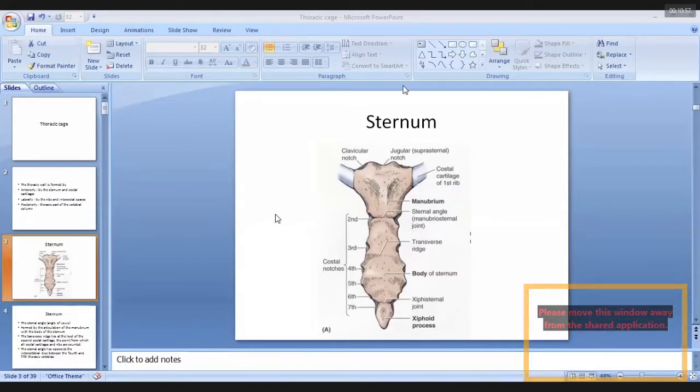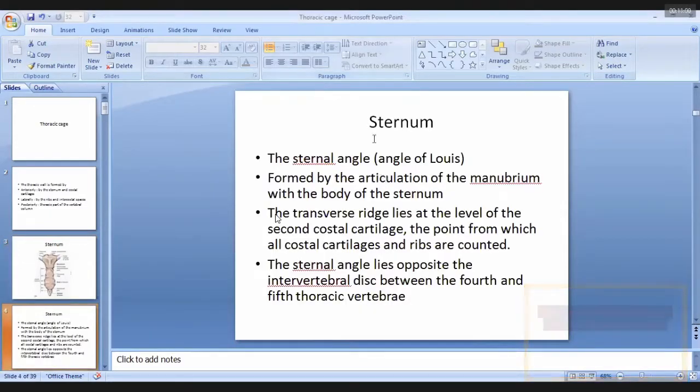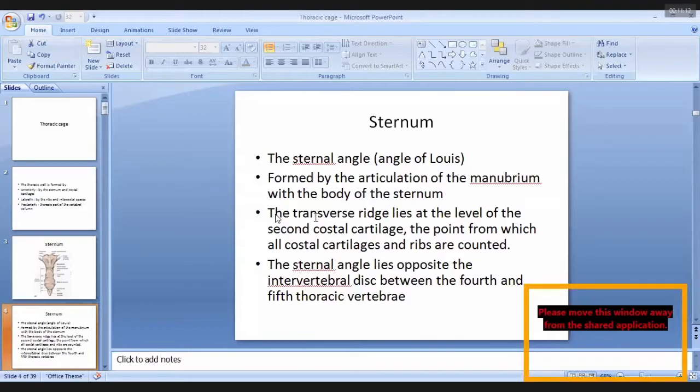Another important feature of the sternum is the sternal angle, also known as the angle of Lewis. That is an articulation between the manubrium and the body of the sternum and forms a transverse protrusion or a transverse ridge that lies at the level of the second costal cartilage, and that is the point from which you can count all the costal cartilages and ribs. So that is an important anatomical landmark for counting of the ribs.